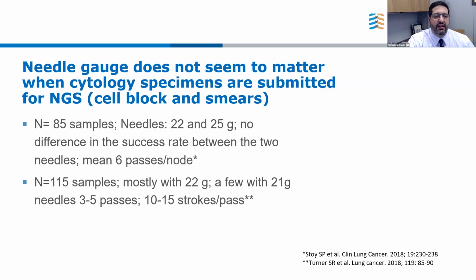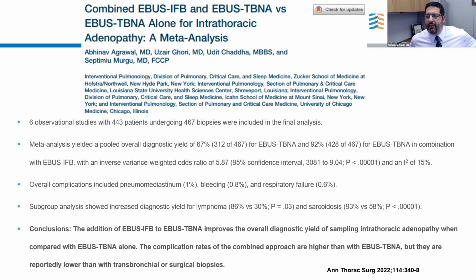These were 2 other studies, one with 85 samples compared the 22 and the 25, and there were no differences in success rates. The second one, 21 and 22, no difference. So what are people doing to get this precious material? What are some other things on the horizon that we can look at to improve our yield?